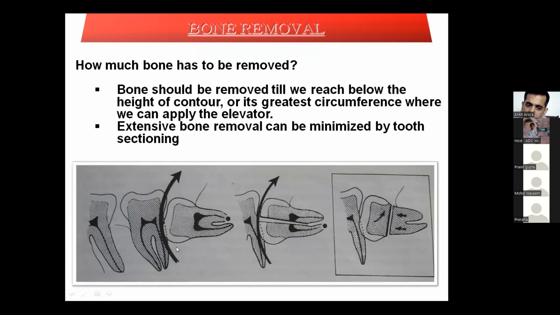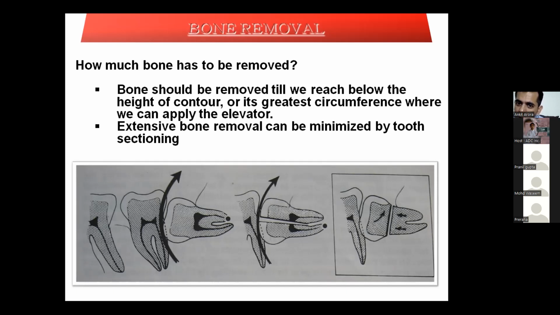Now you can see it here. If it is a horizontal impaction, you need to go till the height of the contour, or its greatest circumference, where we can apply the elevator. I have received a question from one of the participants about where we need to apply the elevator. We will see the video regarding the same. But for practical purposes, you need to apply the elevator below the tooth. As simple as that.